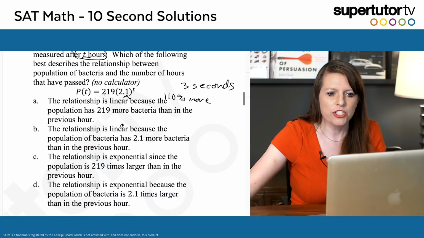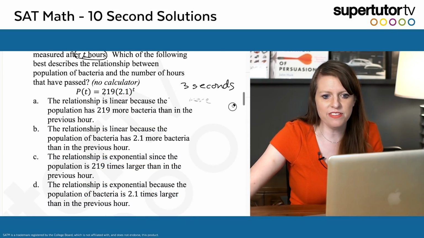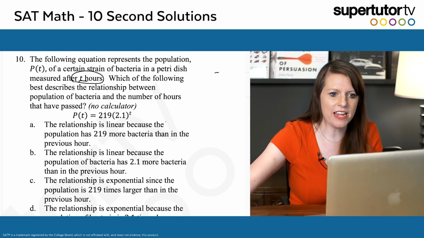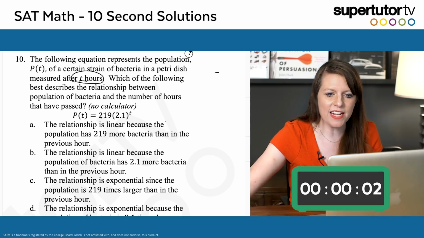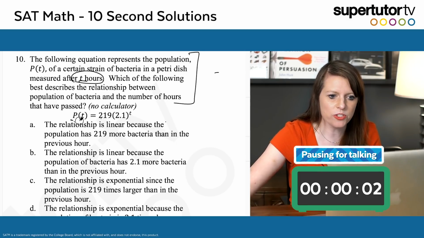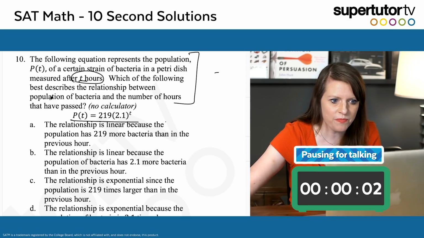So now start your engines, guys. I'm gonna do this in 10 seconds. Get ready, on your mark, get set, go. So I see this. When I see a problem like this, I don't even actually read all that. I go straight to the equation and I look for the question. We want the relationship between bacteria and number of hours.